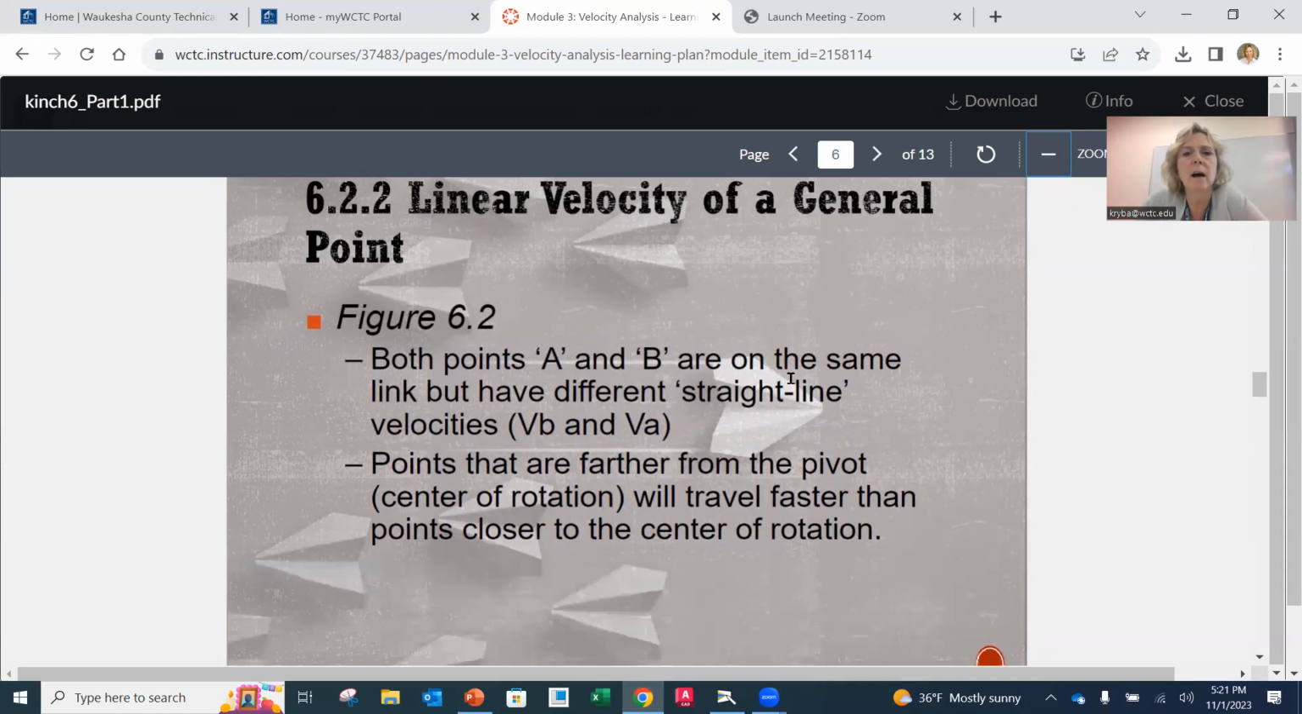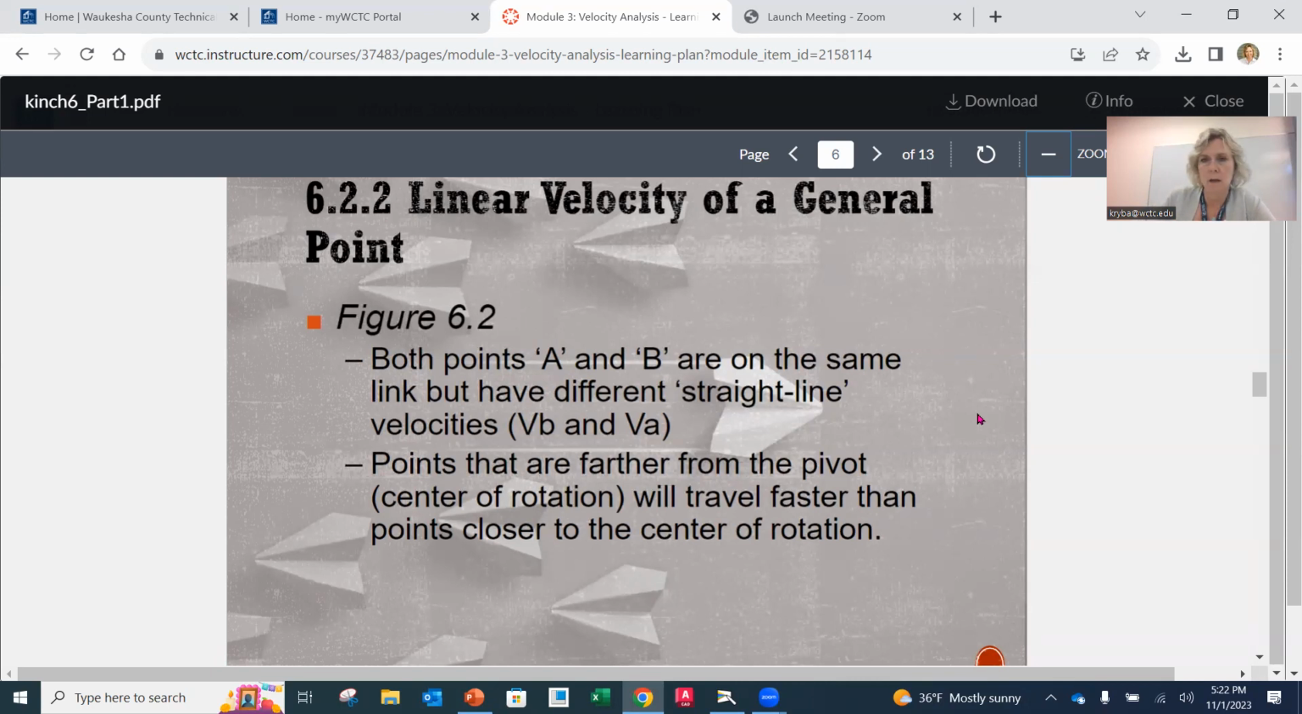Okay. So let's look at velocity of a general point. If we go to just a little bit lower on page 124, we're going to be looking at figure 6.2. There are 2 points, points A and B, that are on a link that is rotating around a fixed point, which is attached to the frame. We're going to find out that there are some velocities associated with those points. Now, we're also going to notice that points that are further from the pivot, or the center of rotation, are going to be moving faster proportionally than the points that are closer to the center of rotation.